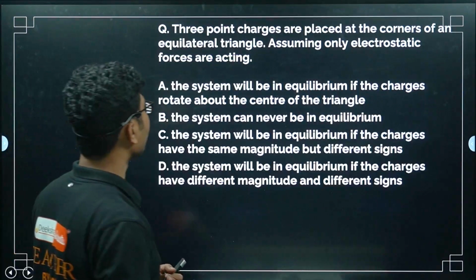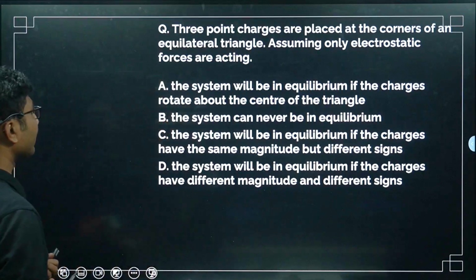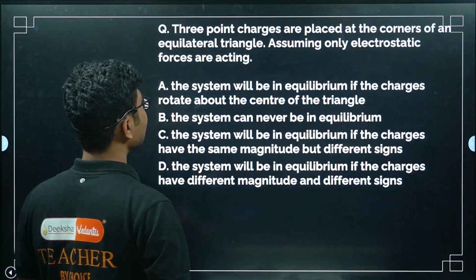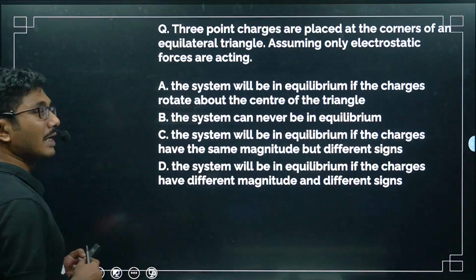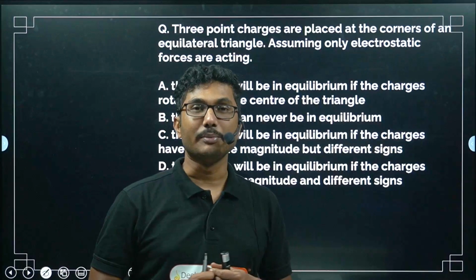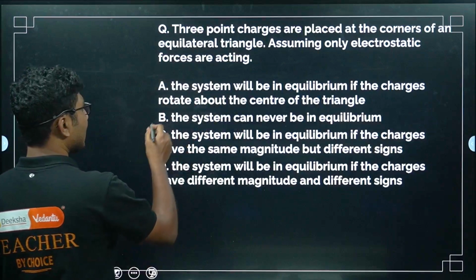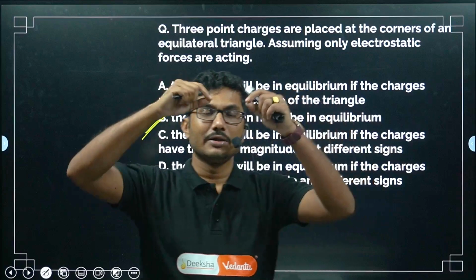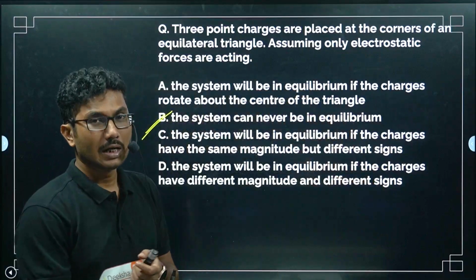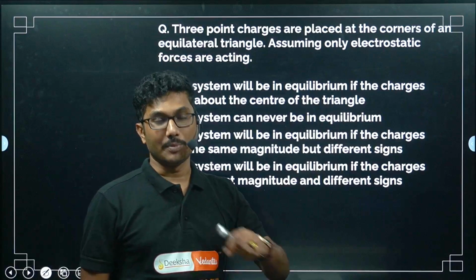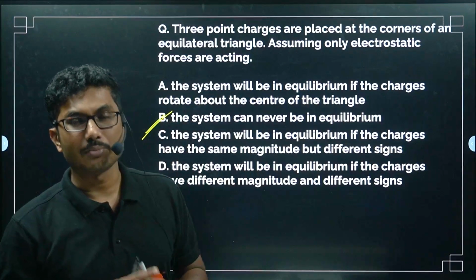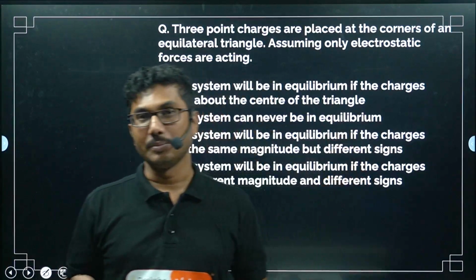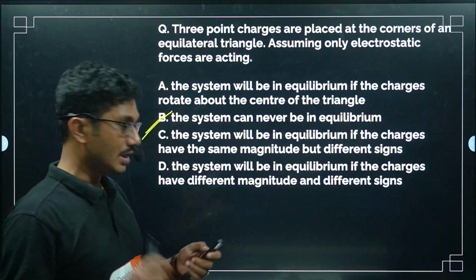Three point charges are placed at the corners of an equilateral triangle. Assuming only electrostatic forces are acting, the system will be in equilibrium? Three point charges placed at the corners of an equilateral triangle will not be able to achieve equilibrium in any case. The system can never be in equilibrium. This is a special case. No matter what their magnitude or sign, they will never achieve equilibrium. Maybe one charge can be in equilibrium, but the entire system never. If they are in a linear position, there is a possibility of equilibrium, but if they are not in a linear position, they will never be in equilibrium.